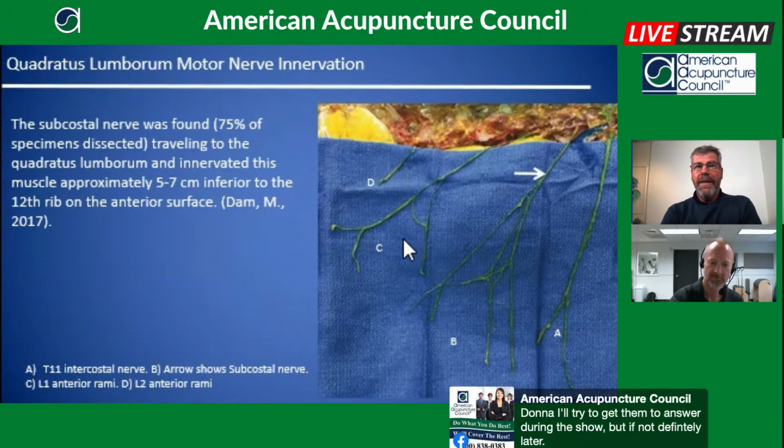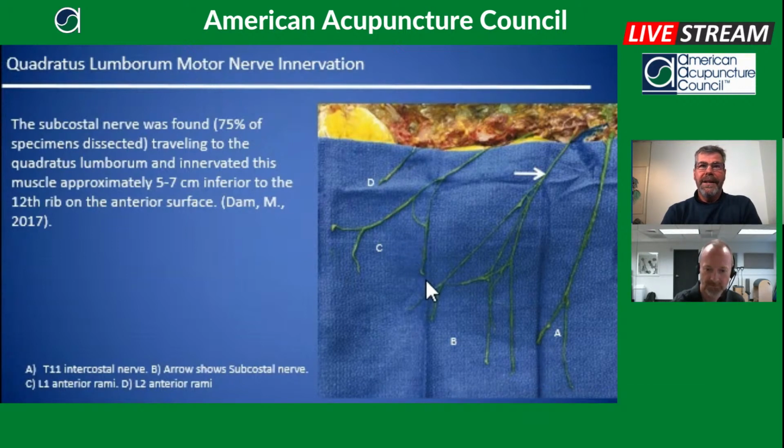So you can see how that subcostal nerve in B is going pretty close to... Brian, can you show, on the far upper left corner, the iliac crest, the ilium there? Yeah, there you go. So you can see how that subcostal nerve is going toward the muscle belly of the quadratus lumborum. So we'll discuss the subcostal innervation coming up in the treatment section.